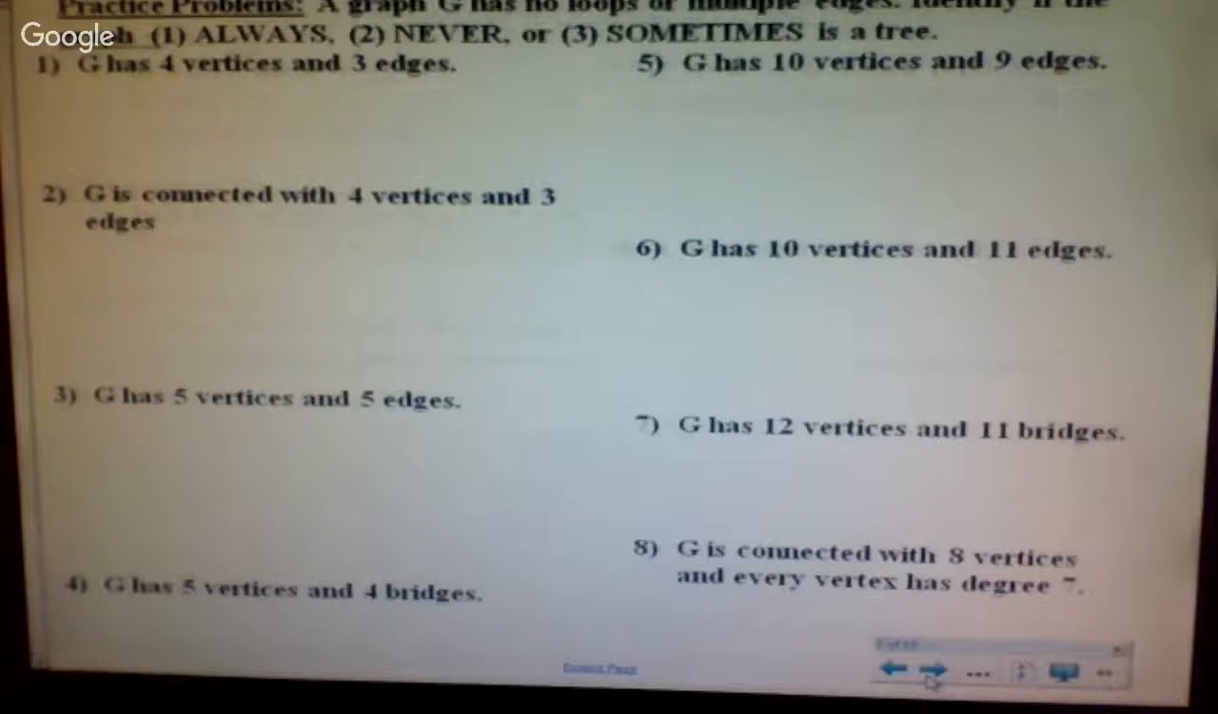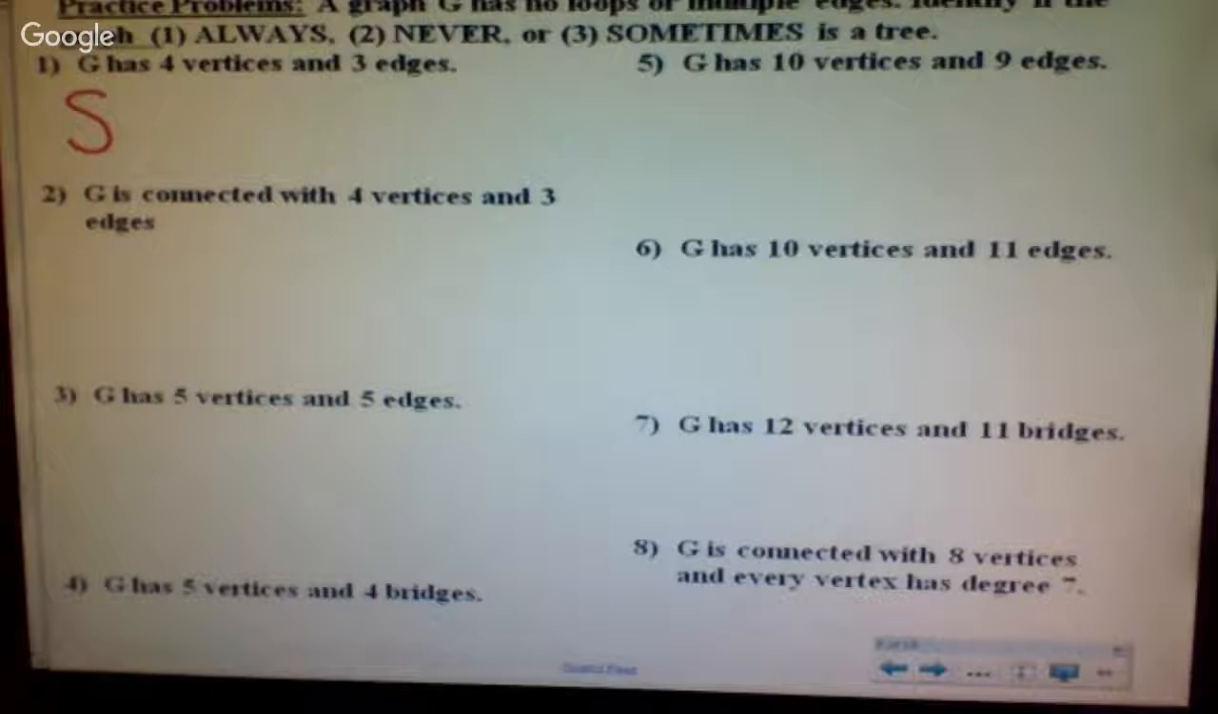So let's see if we can answer these. Number 1 says, my graph has 4 vertices and 3 edges. Would you say this is always, sometimes, or never? Always. Oh, yeah, sometimes. Why would this be sometimes? Because you can have 5 vertices and 4 edges. You can't. It says you have 4 vertices and 3 edges. You can't change the numbers. But I agree with sometimes. What does this not tell me?